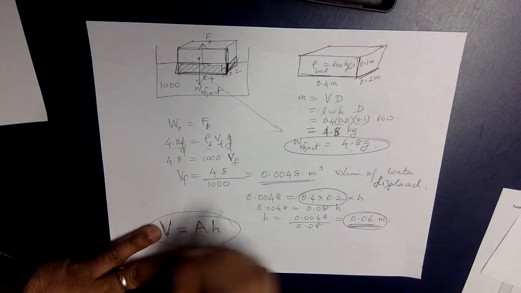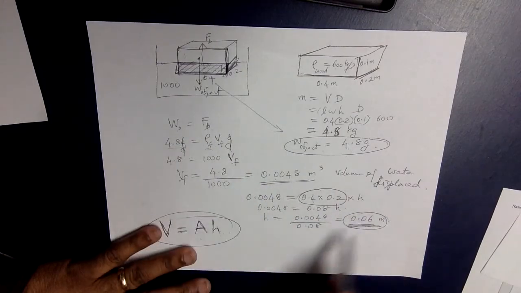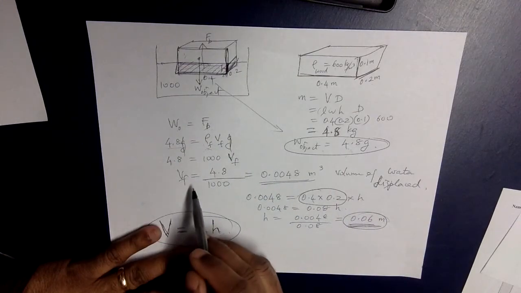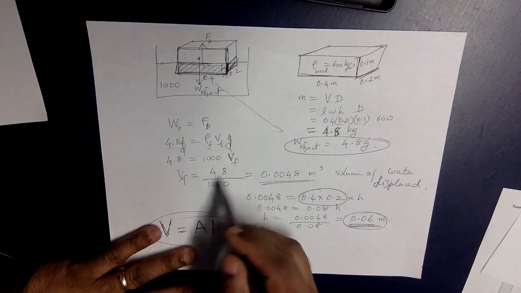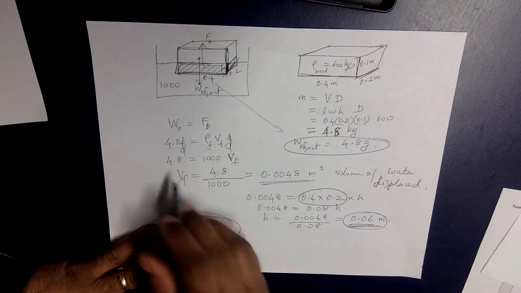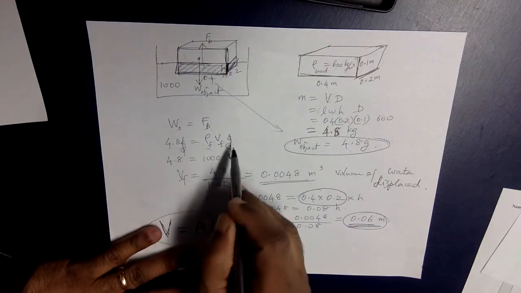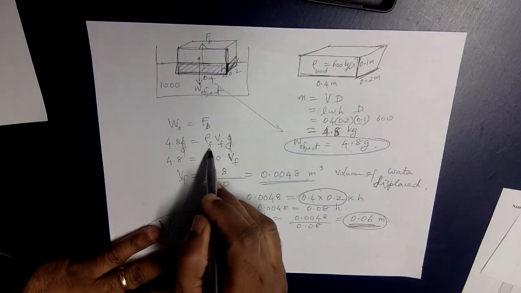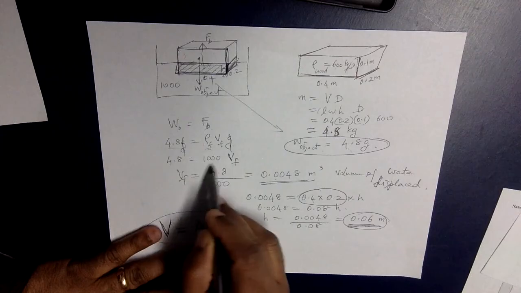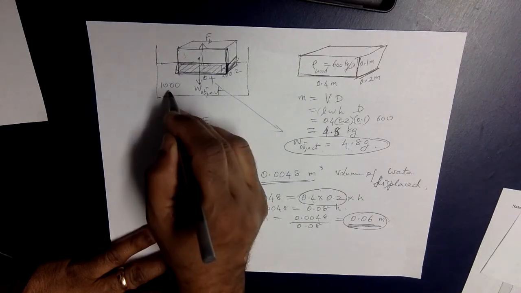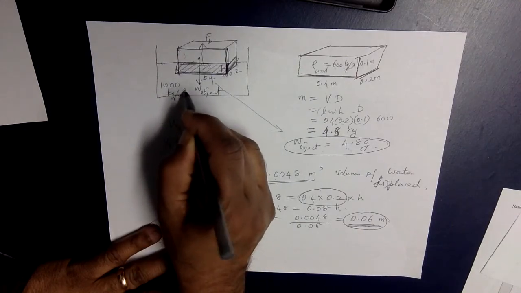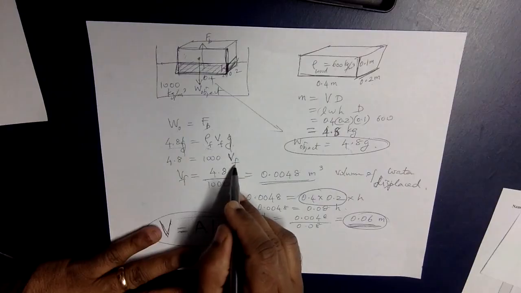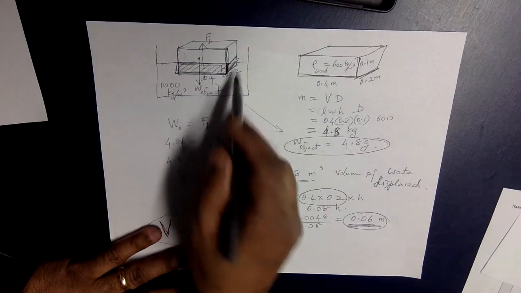Gravity cancels off, and you may be wondering why the whole thing appeared all of a sudden. I'm just redoing it because the video didn't turn up right. So as g cancels off, you can see 4.8 is the density of water times the volume of the fluid displaced. Water is 1000 kilogram per meter cubed.